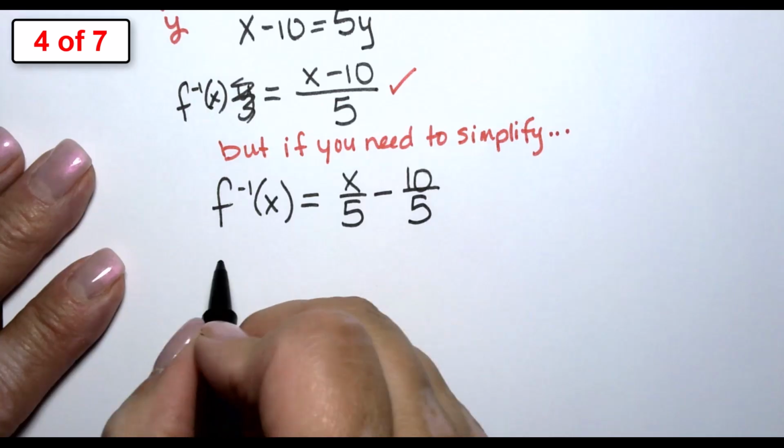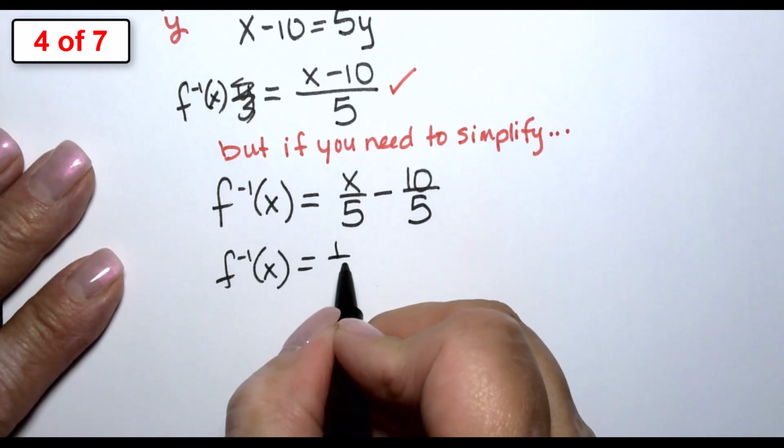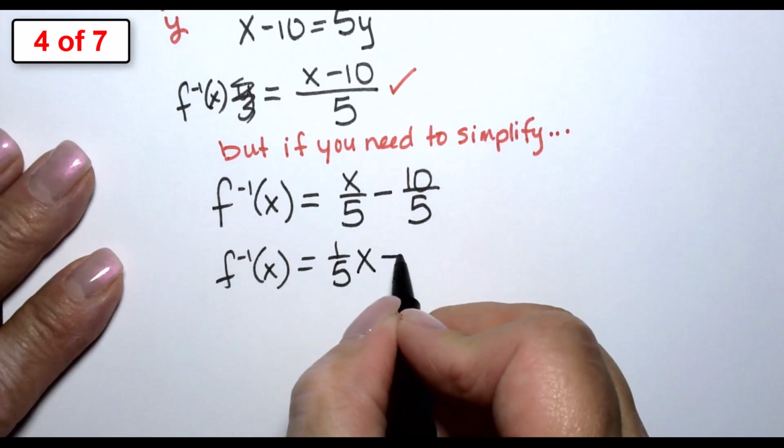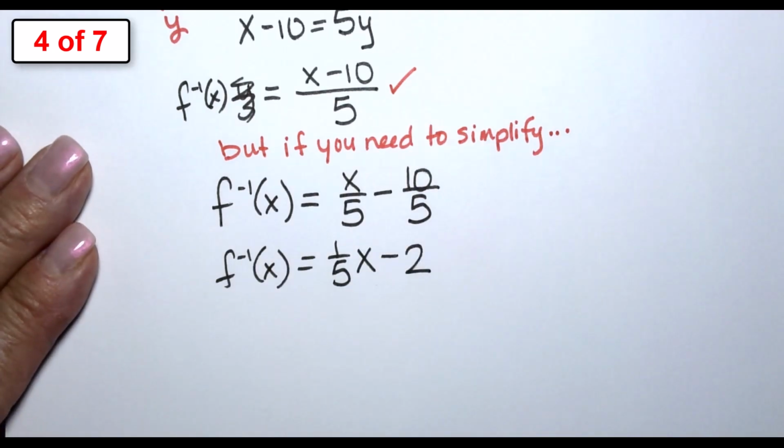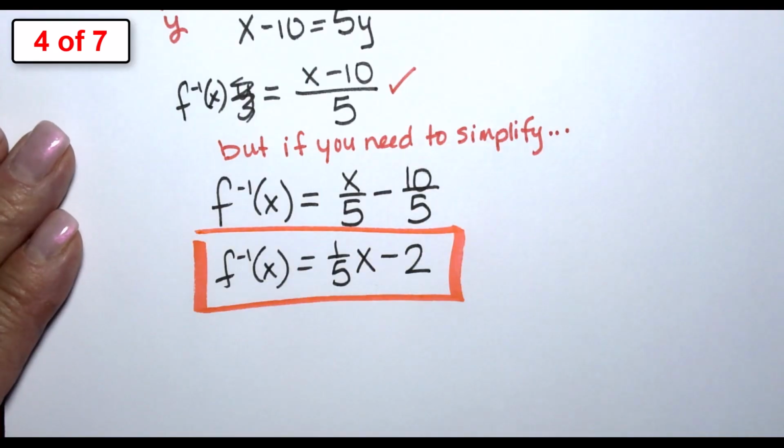So it's just x over 5 minus 10 over 5. And simplifying that, x over 5 is 1/5 x, and 10 over 5 is 2. So that is a pretty nifty answer. Now the next couple of questions, are you practicing doing this and checking your work against me?